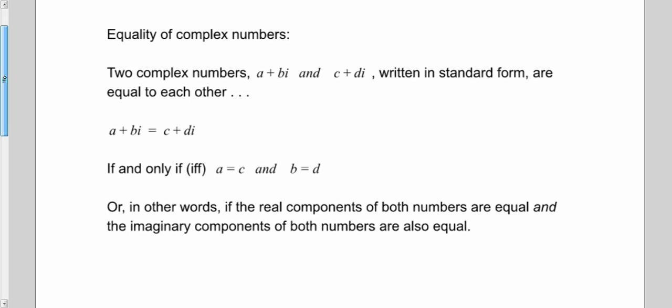Now, equality between complex numbers. I want to take two generic complex numbers, a plus bi and c plus di. The two are equal if and only if the real components are equal, so a equals c, and their imaginary components are equal, so b also has to equal d. That is the only case in which these two are equal to one another.